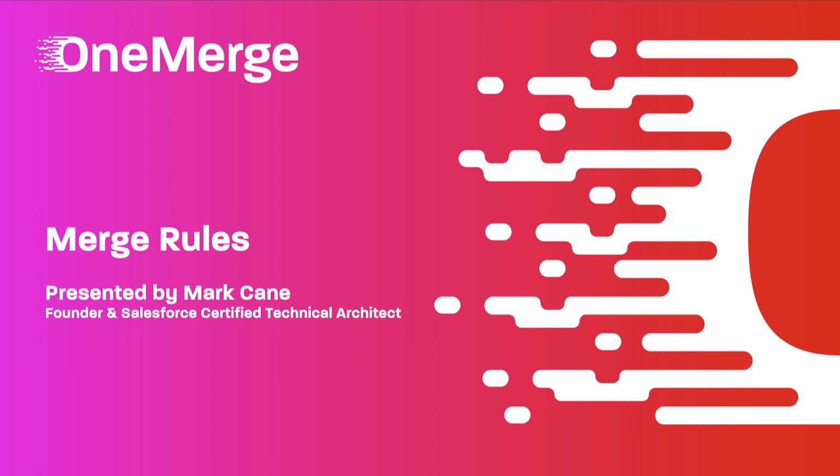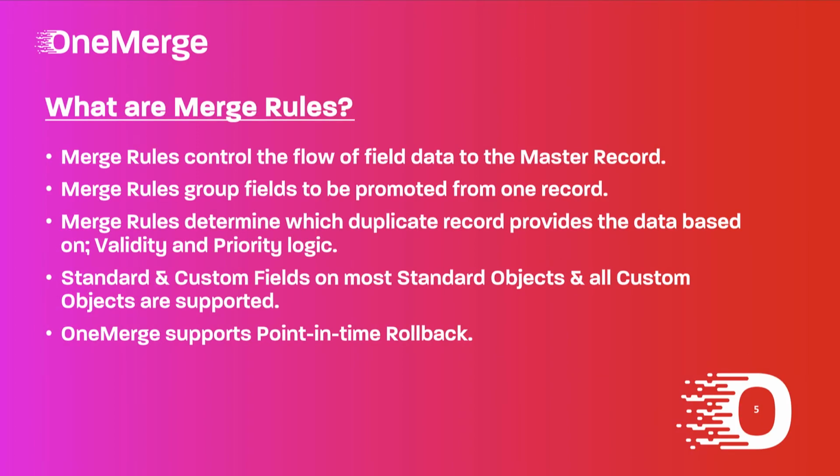OneMerge extends the standard out-of-the-box Salesforce features for duplicate record identification with automated, intelligent merge rules. This video explains what merge rules are and how they are configured in the OneMerge app. Merge rules ensure that the master record is intelligently populated from the information available across the identified duplicates.